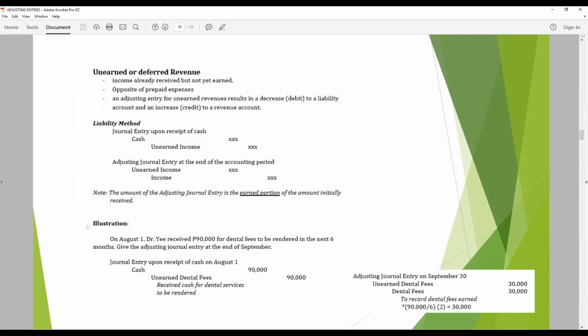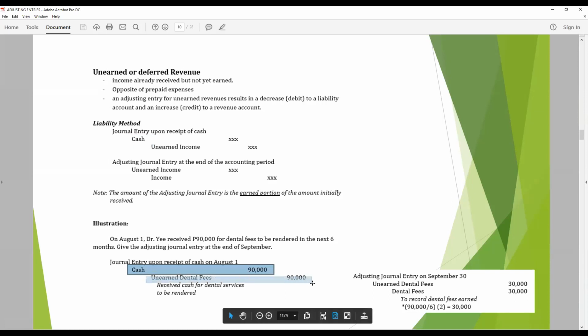Example tayo. On August 1, Dr. Yi received 90,000 for dental fees to be rendered in the next 6 months. Give the adjusting entry at the end of September. So, first determine nyo yung timing. August 1 daw niya na-receive yung dental fees na cash for 6 months na payment. So, ang initial entry nyo when you receive the cash is ito, debit cash, 90,000, full amount, credit unearned dental fees, liability, 90,000.